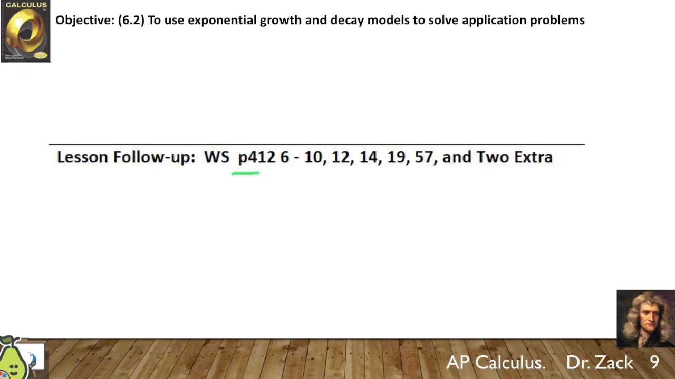For today's lesson follow-up, page 412, you're going to find some excellent problems to practice. And then I've got 2 additional problems for you to think about.